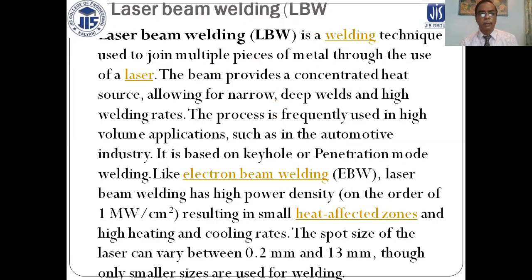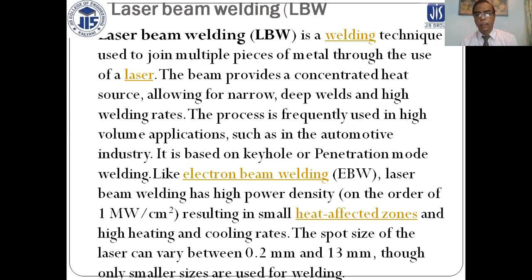Laser beam welding is a welding technique used to join multiple pieces of metal through the use of a laser. The beam provides a concentrated heat source, allowing narrow, deep welds and high welding depths. The process is frequently used in high volume applications, such as in the automotive industry. It is based on keyhole or penetration mode welding, like electron beam welding.